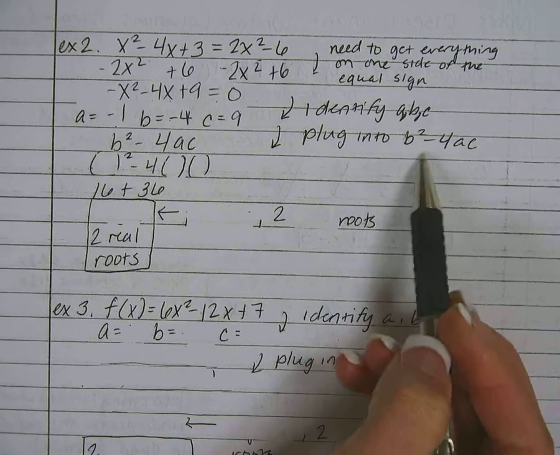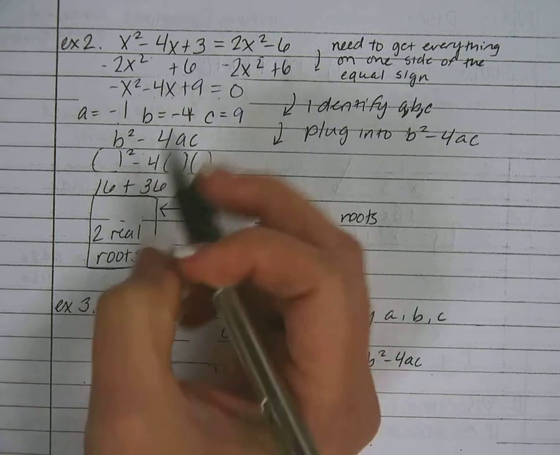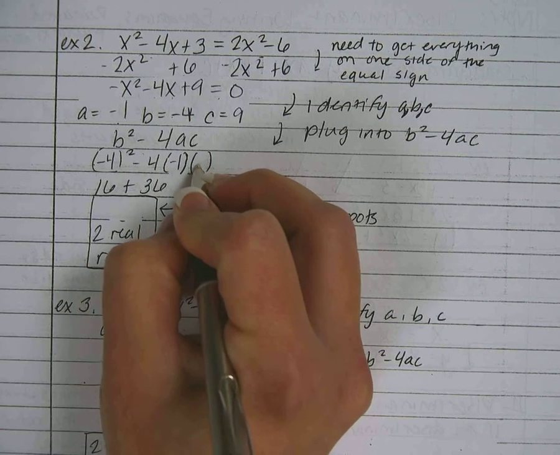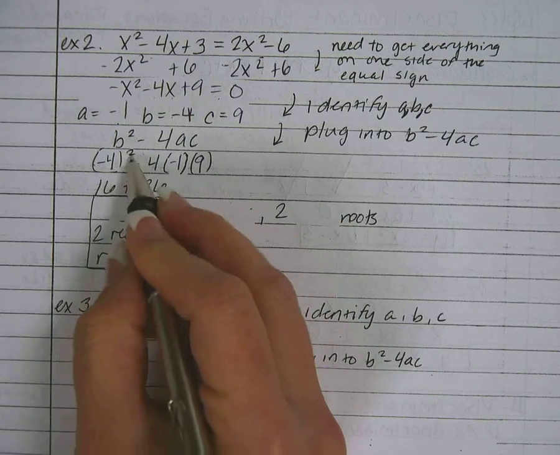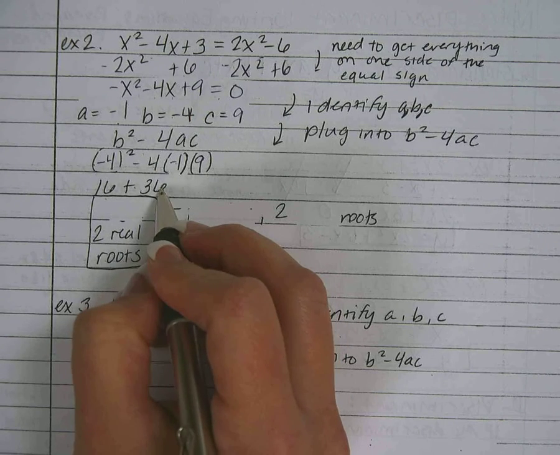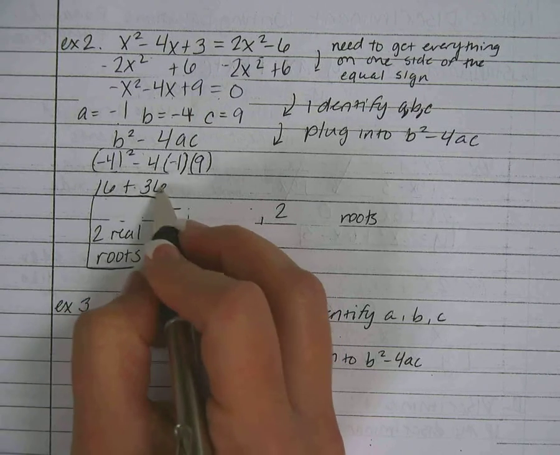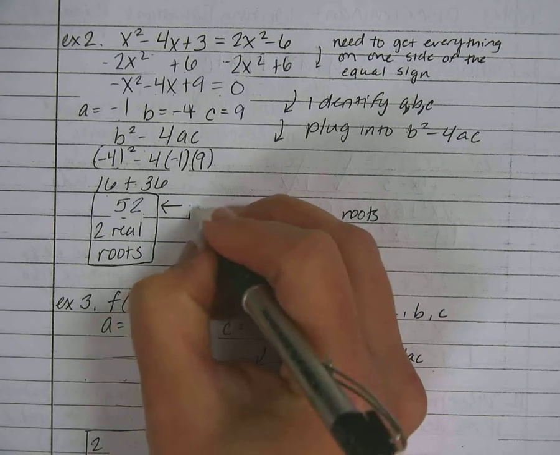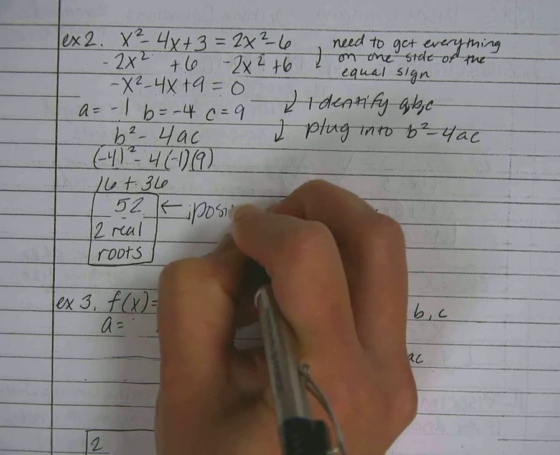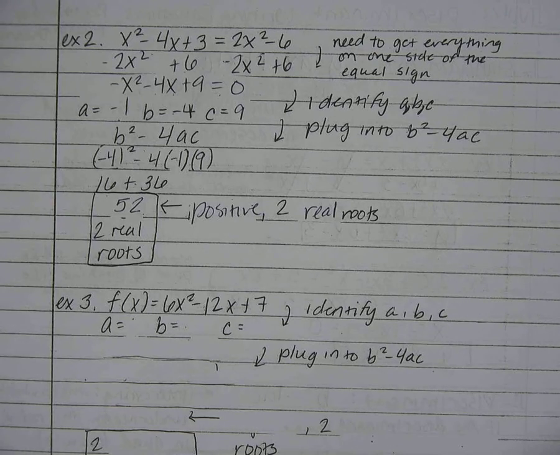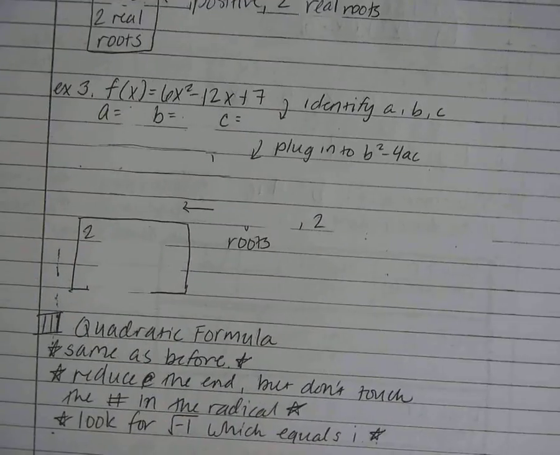So now I want to plug it into my formula, b squared minus 4ac. So b squared will be negative 4 squared, and then a will be negative 1, and c will be 9. Negative 4 squared is 16, and then these two negatives will turn into a positive, and 4 times 9 is 36. So this is going to equal a positive number, 52. So this means this is positive. So I have 2 real roots. Okay, so y'all take a look at the next one and do that one on your own.